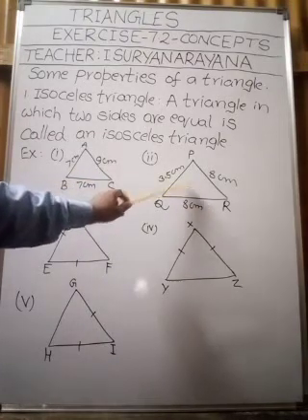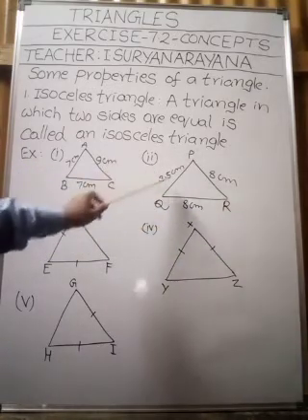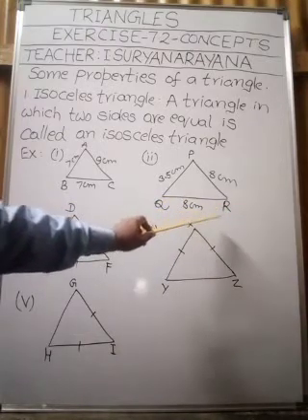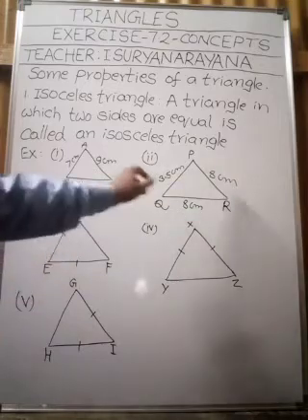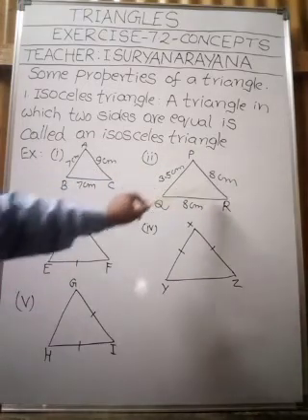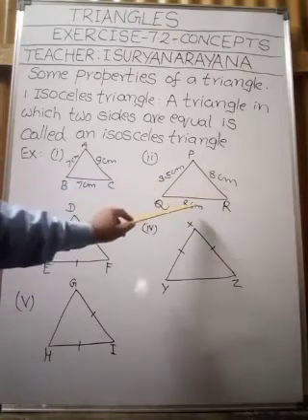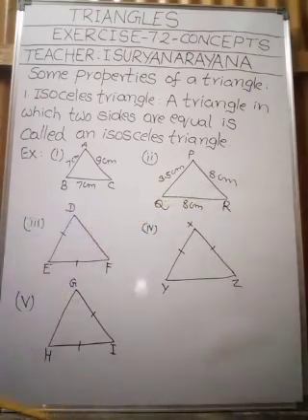Come to the second example, triangle PQR. In this triangle PQR, PQ length is 3.5 centimeters, QR length is 8 centimeters, and PR length is 8 centimeters. By observing the lengths of these three sides, these two sides are of equal length. Isn't it, my children? Right. Therefore, this triangle is also an example for an isosceles triangle.